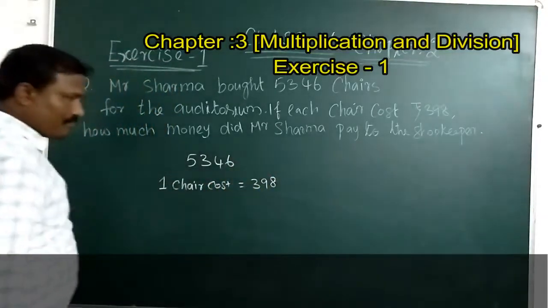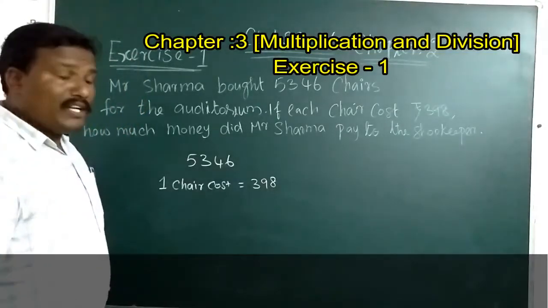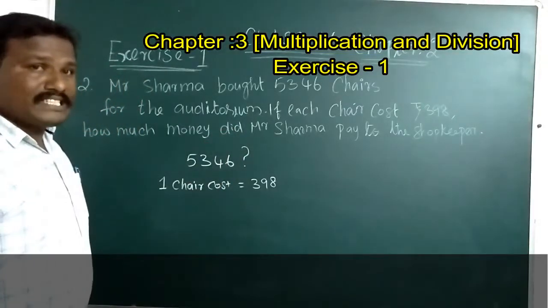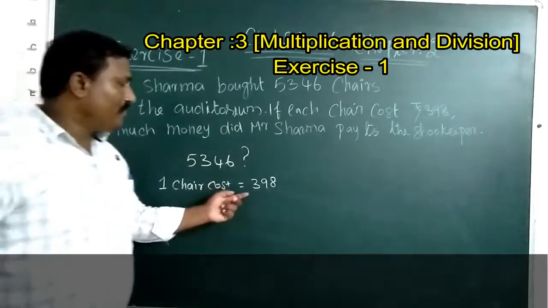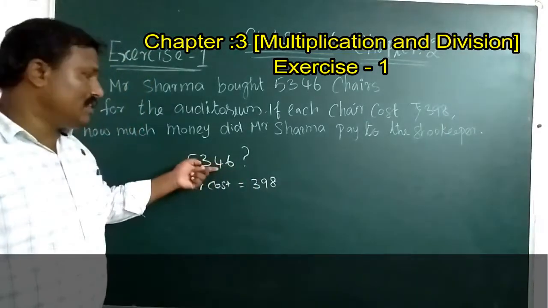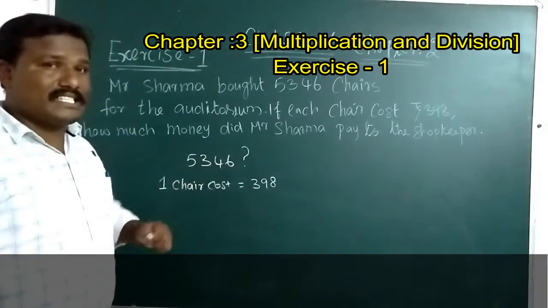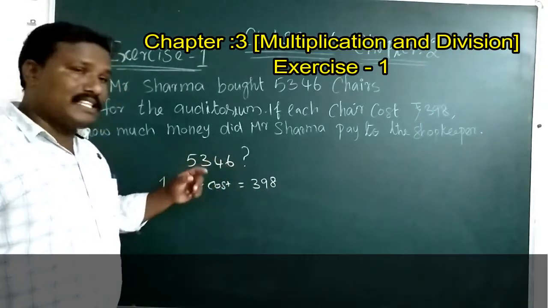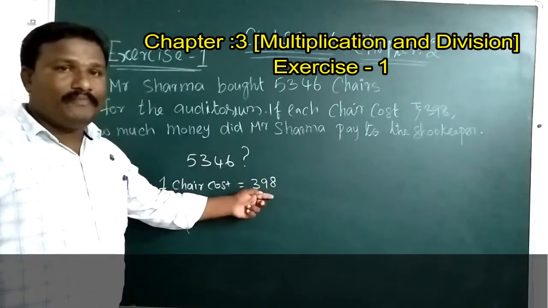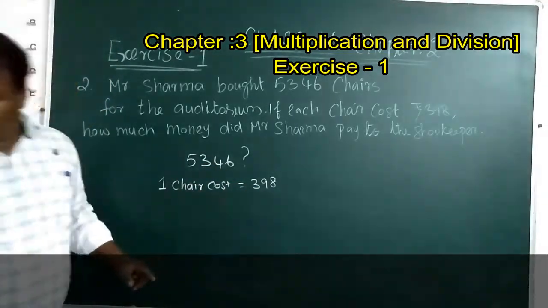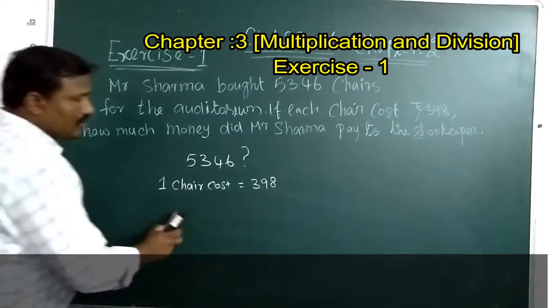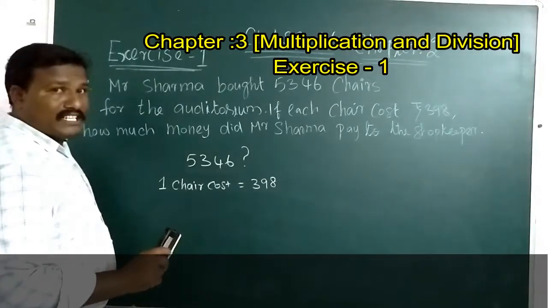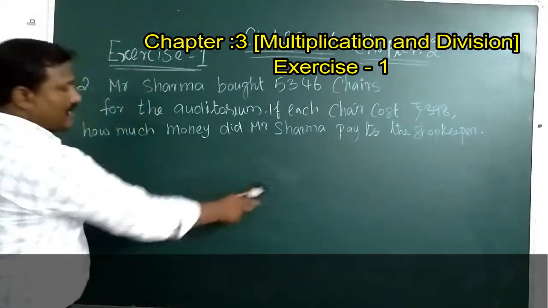One chair costs 398 rupees. So now we want to find out how much the 5,346 chairs cost. We know the single chair cost. So how to find it out? We have to multiply this and this. This is the multiplicand, this is the multiplier. We want to find the product of this sum. So I am going to multiply these two numbers.